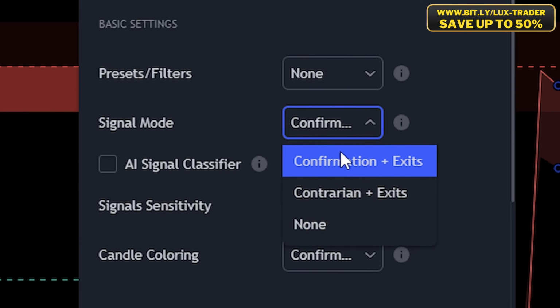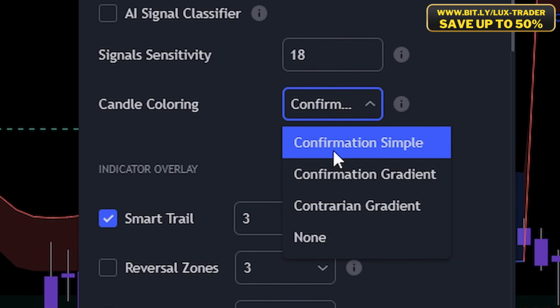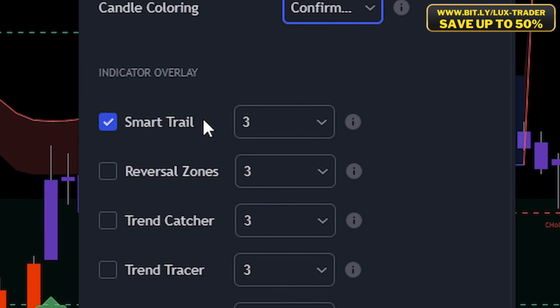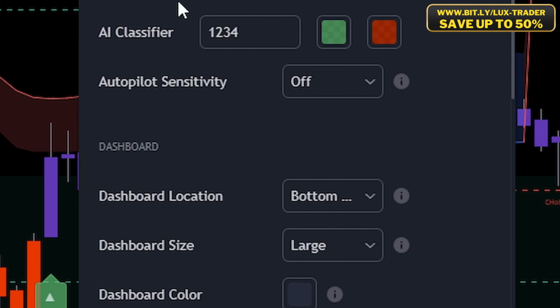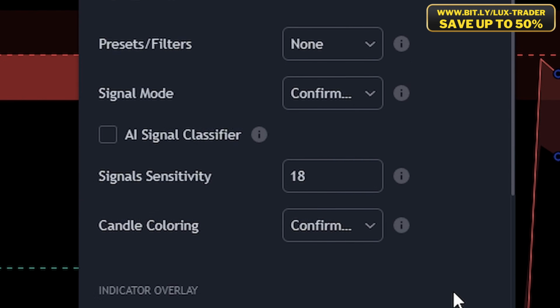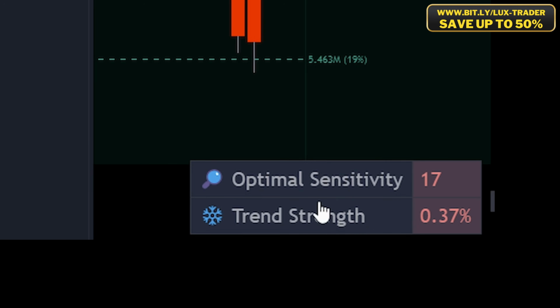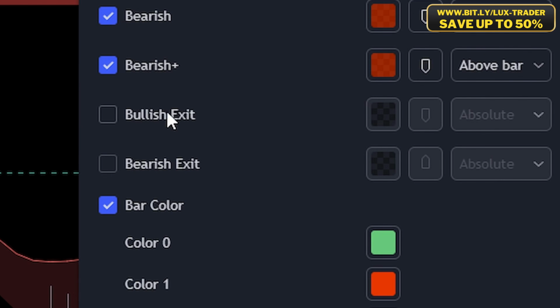Alright, now let's click the settings of the Signals and Overlays indicator. For the signal mode, we want to use Confirmation and Exits. Set the candle coloring to Confirmation Simple, and leave the Smart Trail enabled. For the signal's sensitivity, depending on the asset and time frame you're trading, I'll recommend using the Autopilot sensitivity set to mid-term, or use the manual sensitivity recommended by the dashboard. Now you want to click the Style tab and disable both the bullish and bearish exit signals, as we don't need them for our strategy.